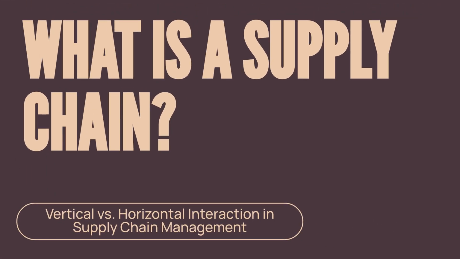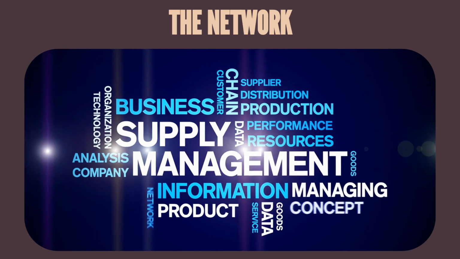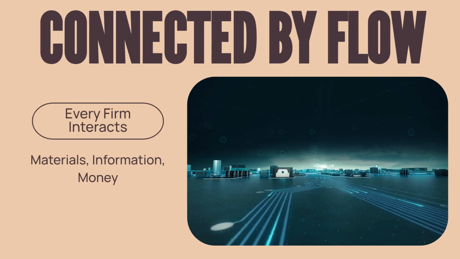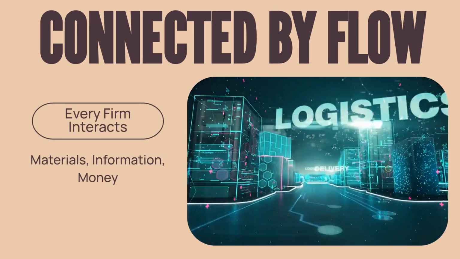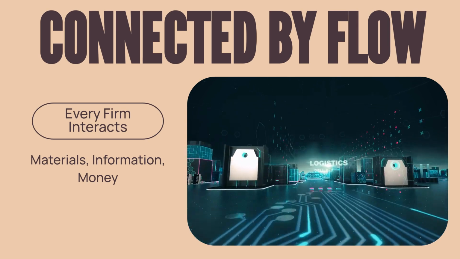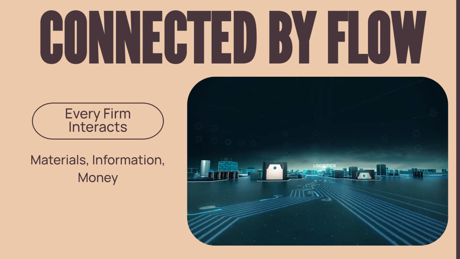But first, what exactly is a supply chain? A supply chain is essentially the network of suppliers, manufacturers, distributors, retailers, and customers. These entities are connected by a constant flow of materials, information, and money. Every firm interacts with others, either above, below, or beside it. These are our vertical and horizontal directions.